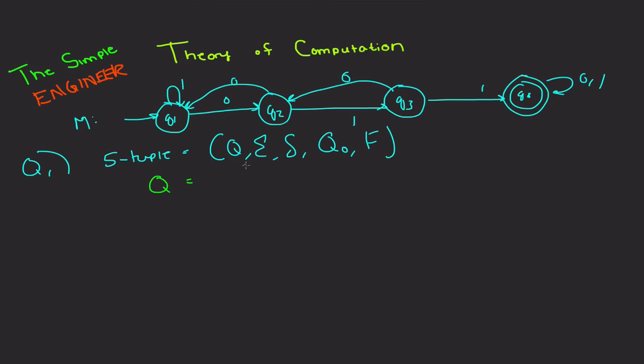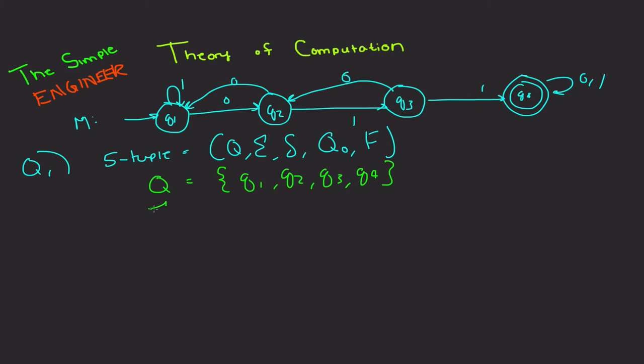So I recommend you pause this video, but I will walk through the example. We know that Q is the set of states. Here we denote the set by these curly braces. So we're going to say Q is the set of states containing Q1, Q2, Q3, and Q4. So this is what Q is.